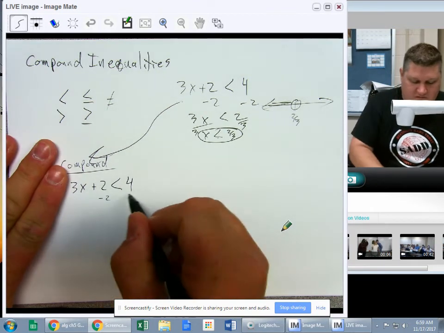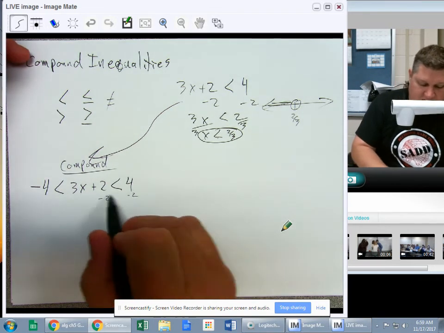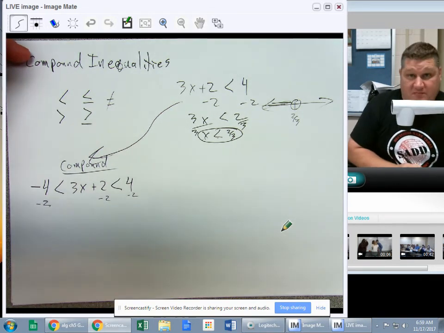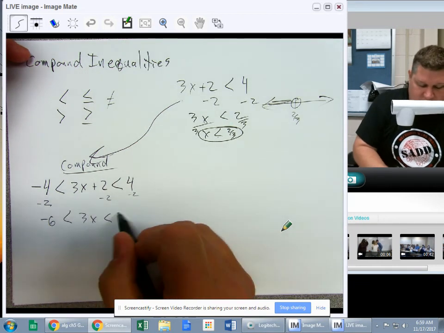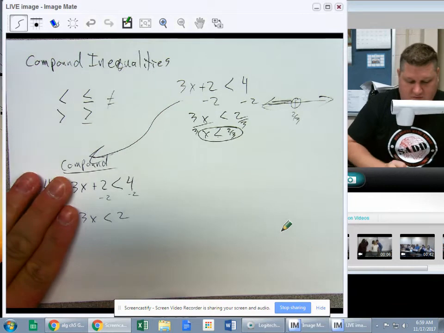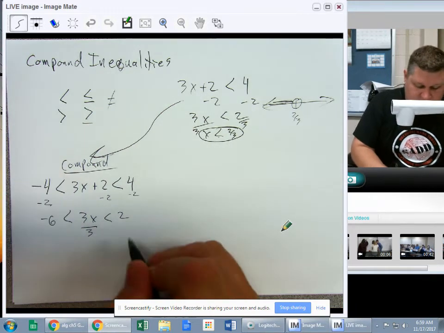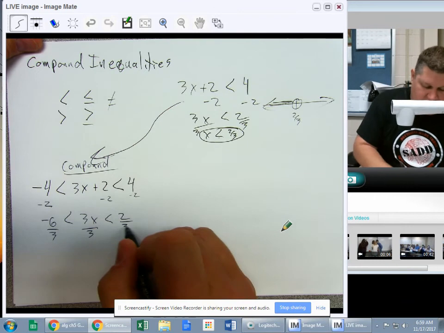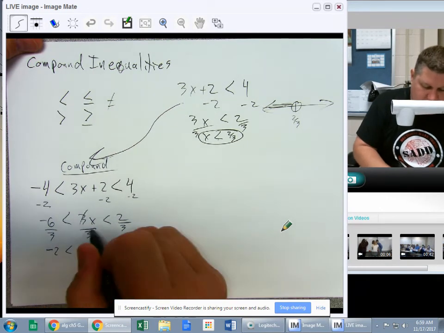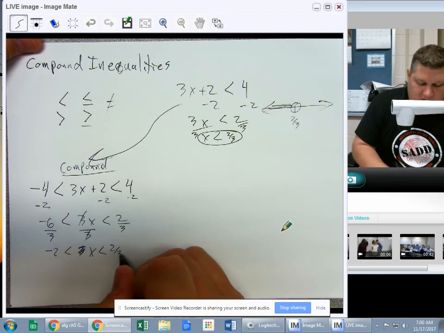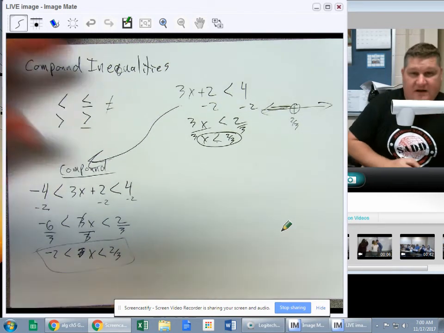Oh, look, -2, but wait a minute, there are 3 parts. So all we have to do is do -2 to all 3 parts. And so we have -6 is less than 3x is less than 2. Now at this point, what did we do previously? We divided both sides by 3. Well, here, let's divide by 3, but I got to do it to all parts. So I have -2 less than x, not 3x anymore because those go away, x less than 2/3. Okay, so we have this right here.